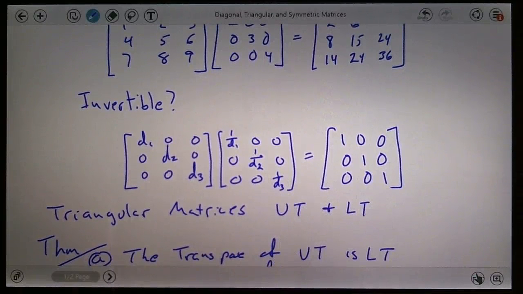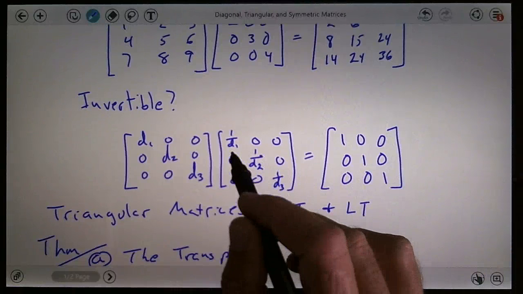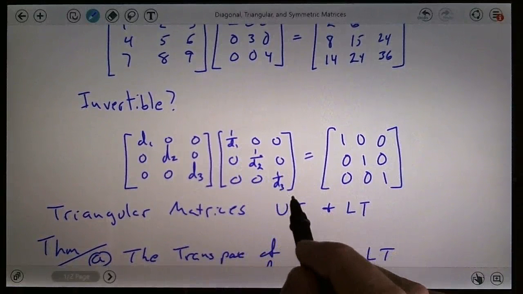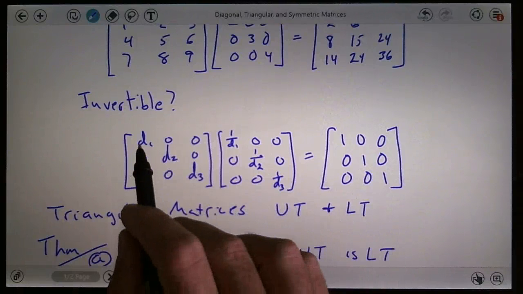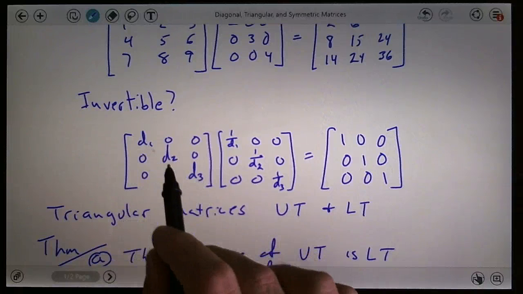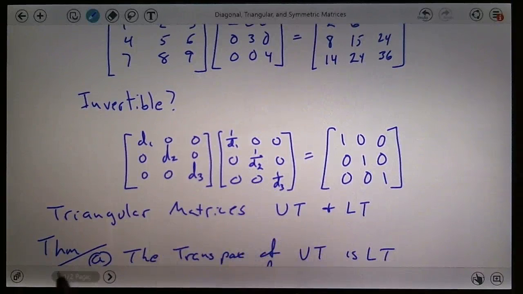Okay, so it's easy enough to see what this matrix should be. Question is, does that always exist? And the answer is yes, if d1, d2, and d3 are all non-zero. So a diagonal matrix is invertible if and only if it doesn't have any zeros on the diagonal. If you had a zero over here, then one of these things wouldn't be possible, and you wouldn't have an inverse.